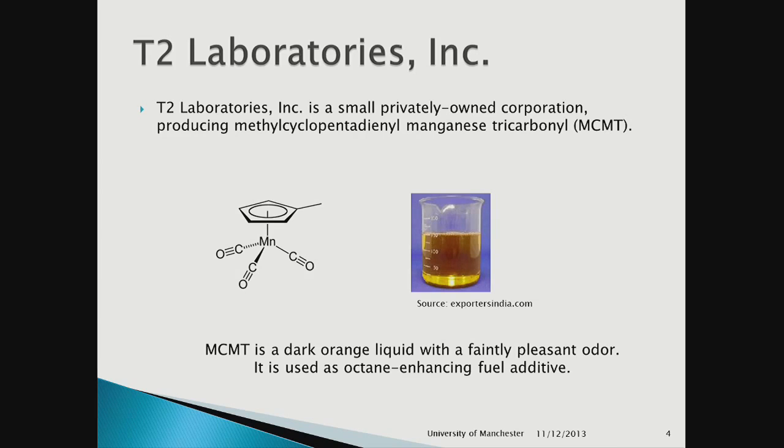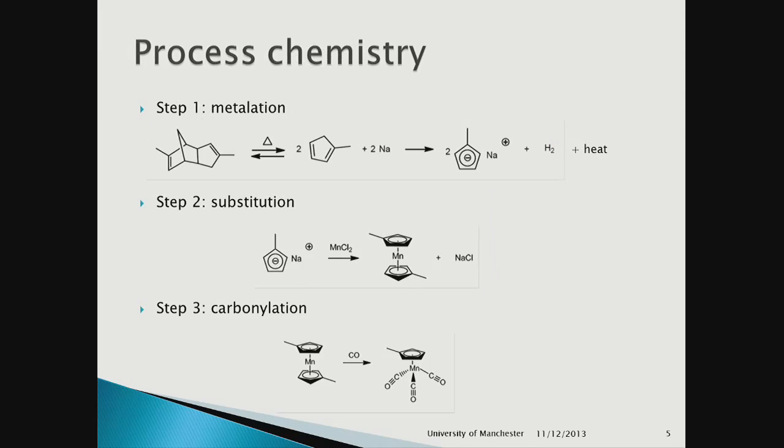Just a nice thing. It's used, worryingly for all of us in the room, as an additive, as an octane enhancer. So if you're going to drive a BMW or something with a high performance engine, it might be something that's added. So it's built on chemistry like this. And I don't want you to write it down. You don't need to. The slides will go up on the blackboard site. I don't want you to remember it. But there's 3 bits: a metallation, a substitution, and a carbonylation, which means we're sticking CO groups on this function here.